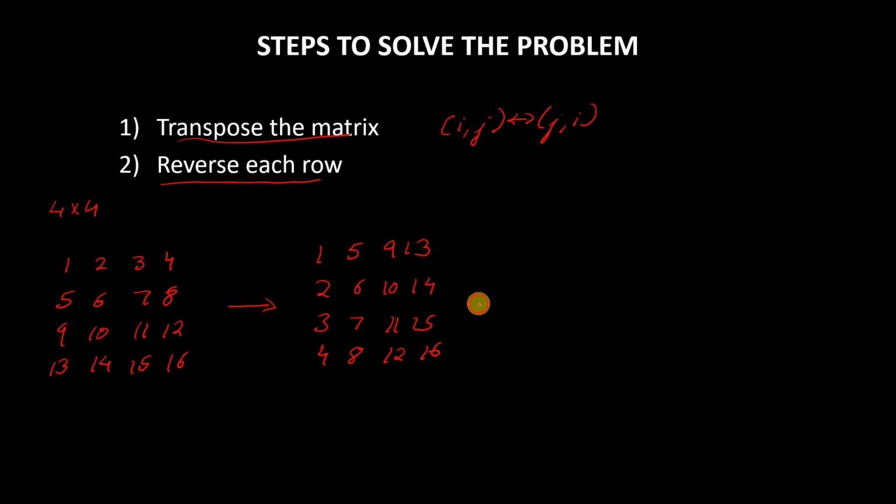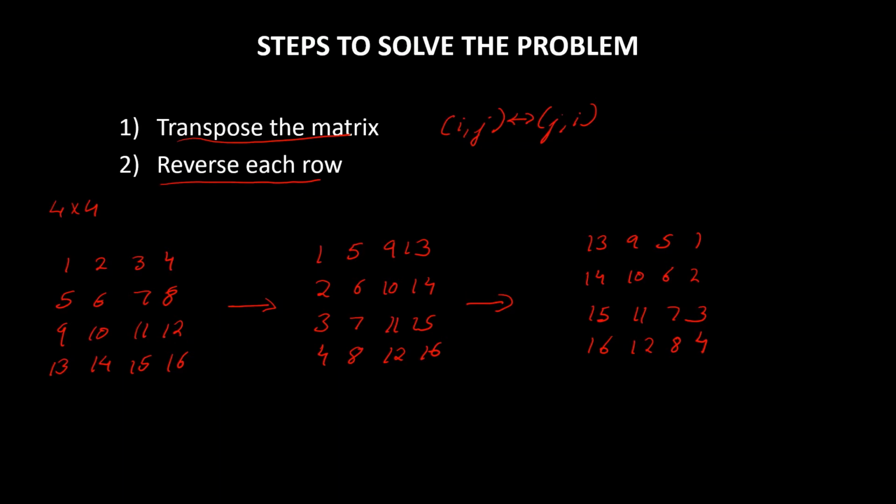Now what we have to do is reverse each row in this matrix. After reversing each row, the first row will become 13, 9, 5, 1. Second row will become 14, 10, 6, 2. Third row will become 15, 11, 7, 3. Fourth row will become 16, 12, 8, 4. So see this, we have an input and the final output comes like this. This is the 90 degree rotation in the clockwise direction.